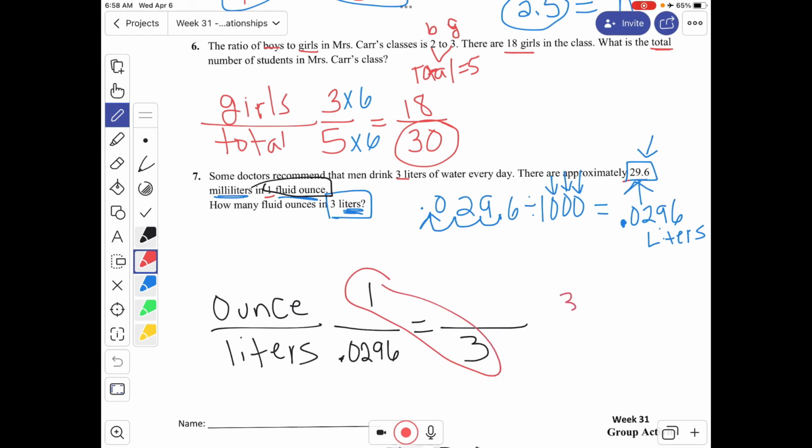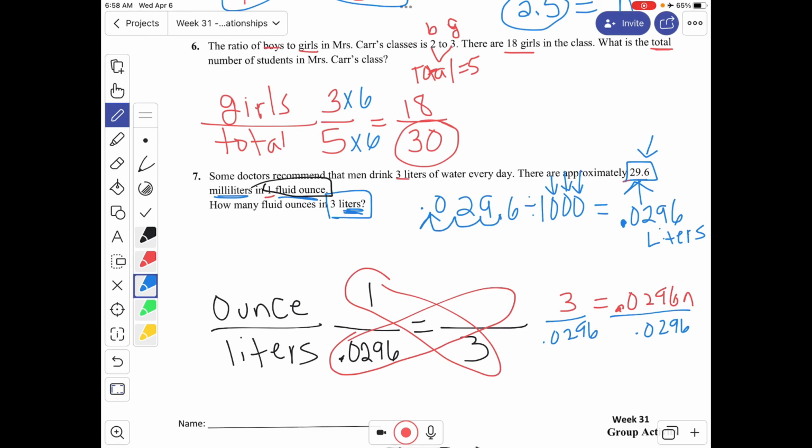1 times 3 is 3. And then some number times n, 0.0296 times n. And to solve that, I'll need to divide by 0.0296. That doesn't look very easy.